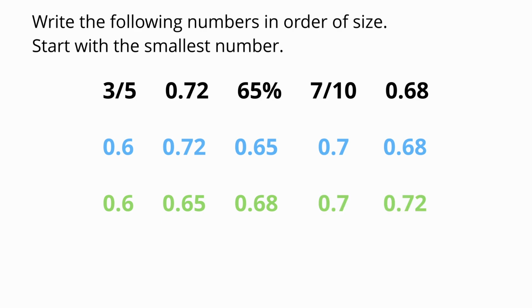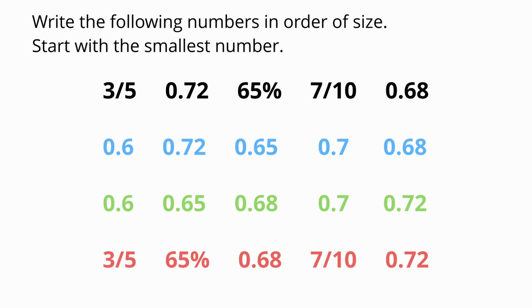The final step now is to write out all the decimals in their original form, but this time in the correct order. So when written from smallest to largest, the final answer is 3/5, 65%, 0.68, 7/10, and finally 0.72.